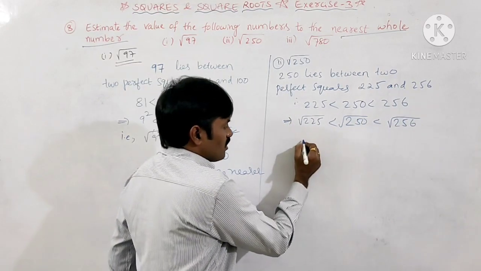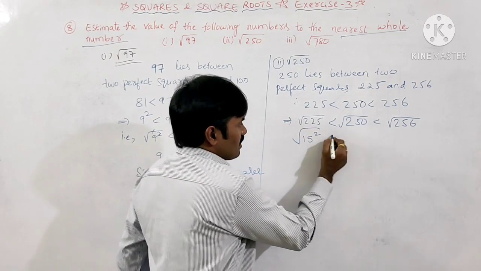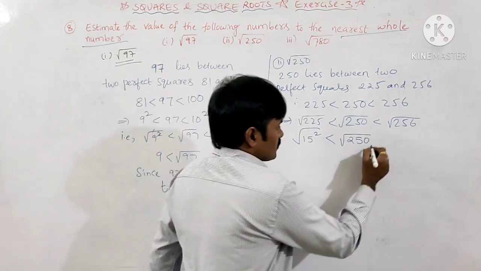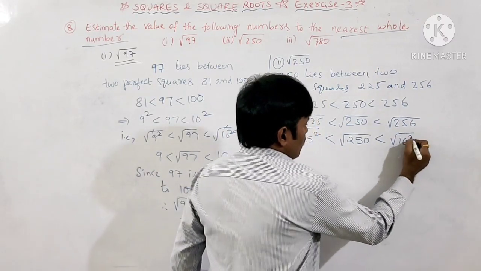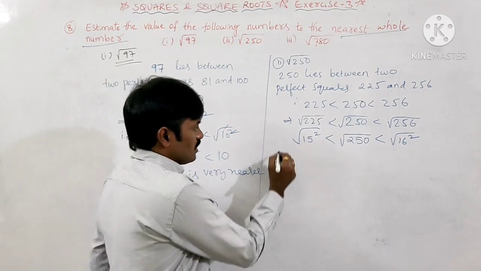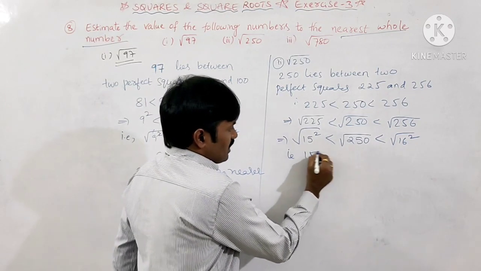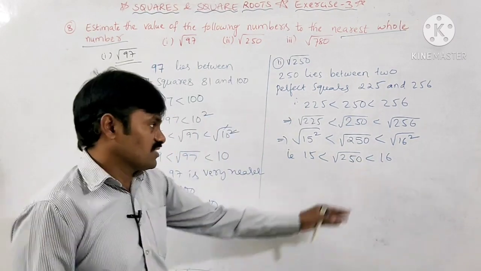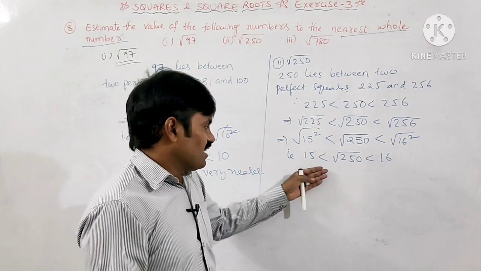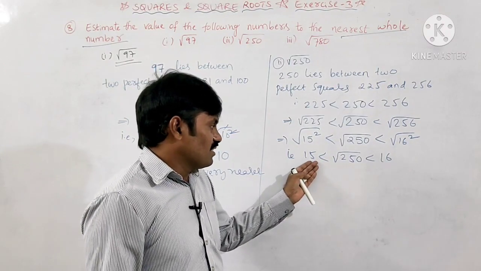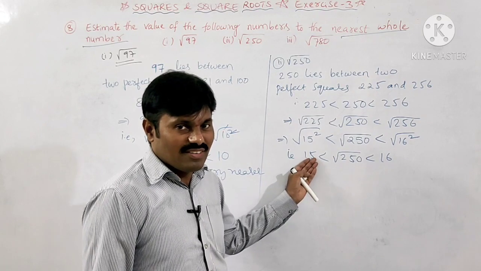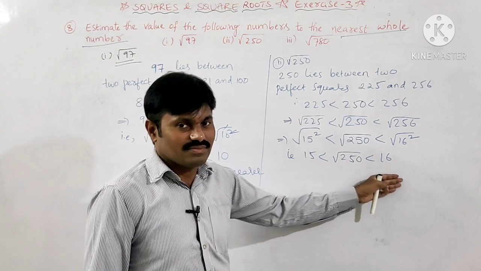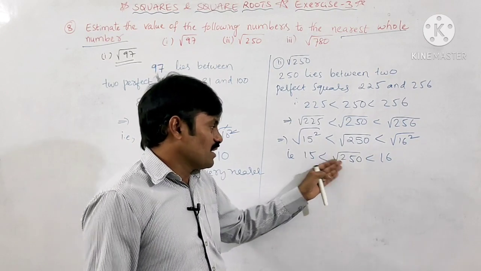Okay, now what is the square root of 225? It is 15. We can write 15 square less than 250 under root, lesser than 16 square under root. That can be written as 15 less than square root of 250 less than square root of 16 square, which is 16. Here the square root of 250 lies between 15 and 16. So our answer will be 15 or 16.